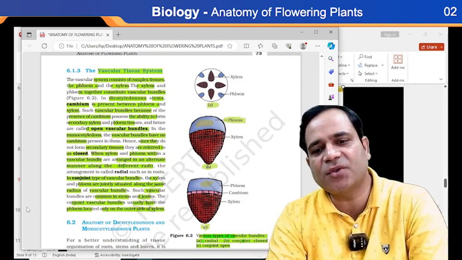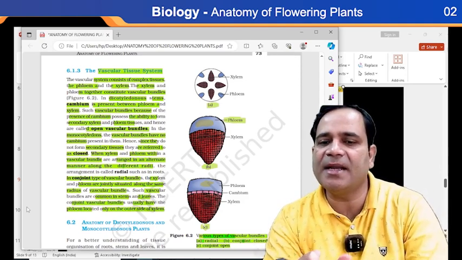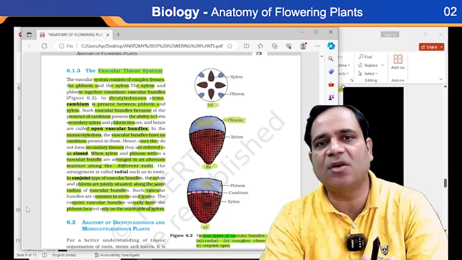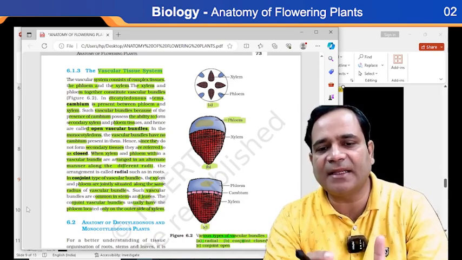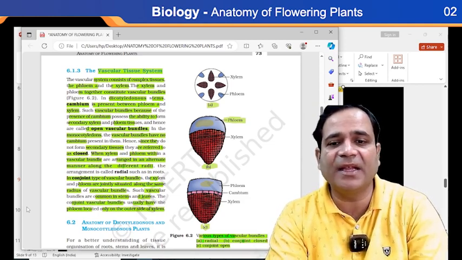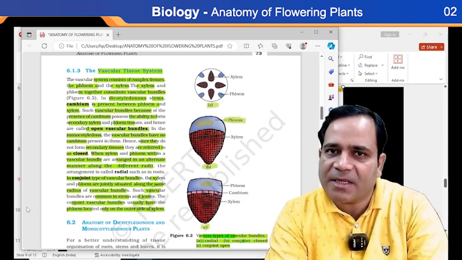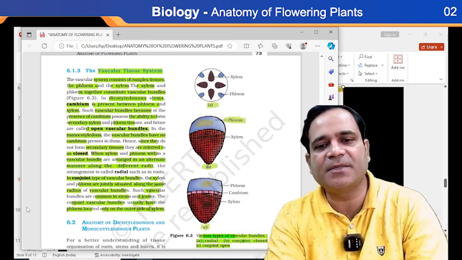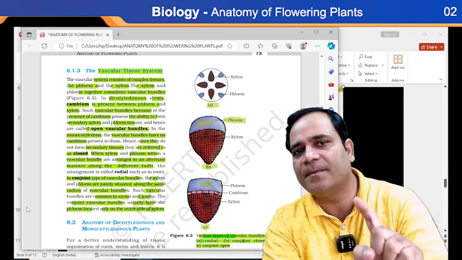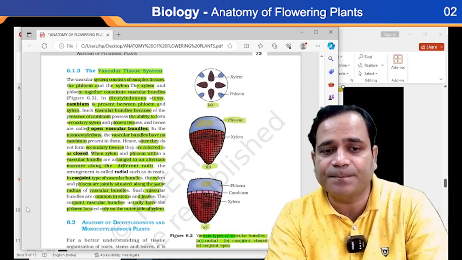So the vascular bundles are arranged in three ways. Number one is radial, the above figure. The second one, the B figure, is conjoint, closed, and the third one is conjoint, open. Conjoint open is when there is cambium formation, my dear. This cambium is present in between the xylem and phloem. Correct? This is a very important point to note, my dear.